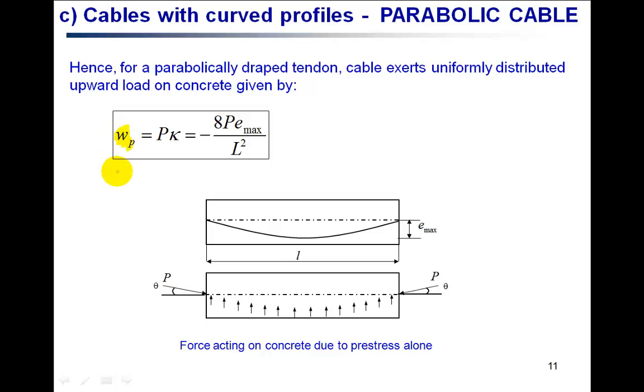Now plugging this curvature back into your previous equation, as we saw in the previous slide, the load per meter length from the pre-stressing tendon on the concrete is given by the pre-stressing force multiplied by the curvature. So plugging back the value of curvature here, you get that the load per unit length on the concrete due to the pre-stressing wire is given by 8 P e max over L squared. So these are the forces that are acting on the concrete from the tendon. These are the equivalent forces acting on the tendon, and of course we have the forces at the anchors here.